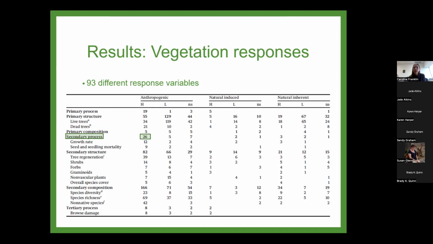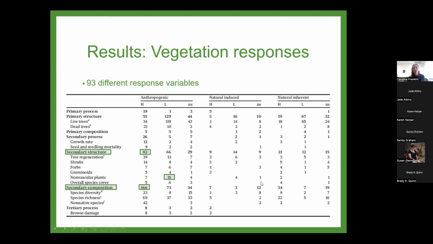For secondary process, again, we found higher results at the edge compared to the forest interior. And for secondary structure and secondary composition, it was similar. One thing to note is for non-vascular plants, which would include mosses, liverworts, and hornworts, we found the response to be lower at the edge compared to the forest interior.